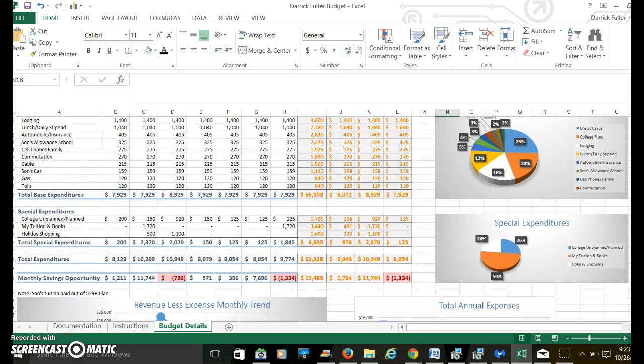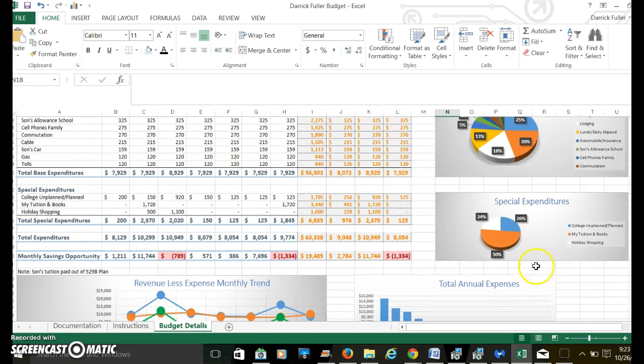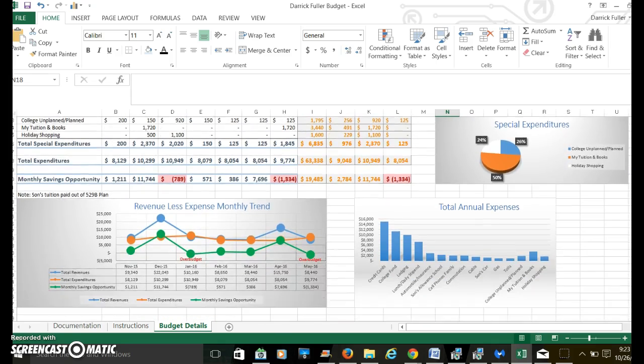Going down to special expenditures, I do that again by monthly average, and that's my tuition and books. My holiday shopping is 24%, and unplanned college expenses for my son.